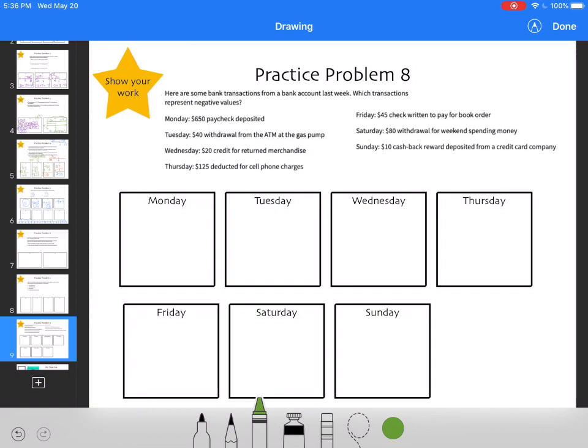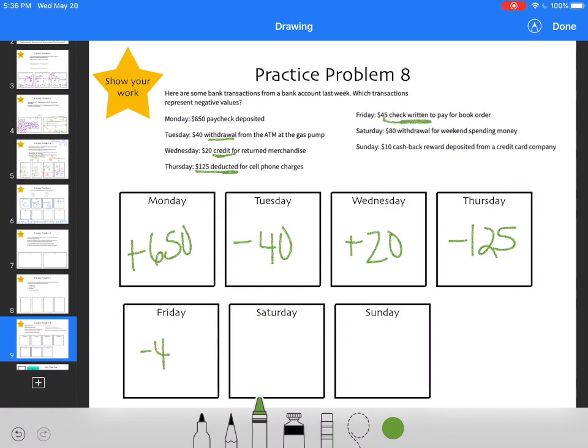So then they said, here are some transactions. Which transactions would represent negative values? So when I deposit, it's going to be positive. When I withdraw, it's going to be negative. When I get a credit, not a credit card, but when I get a credit, it's positive. When it's deducted, that's a negative. When a check's written, that's a negative. When it's withdrawn, it's a negative. When I get cash back, it's a positive.